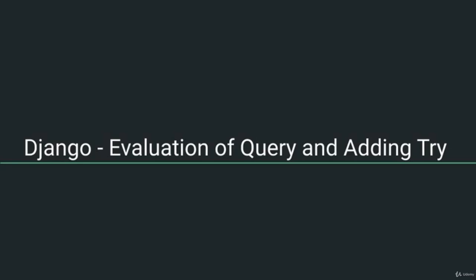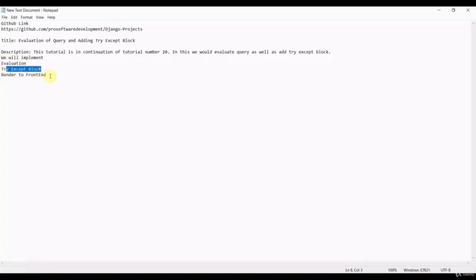With this, in this tutorial we are going to do evaluation of query and add a try except block. This tutorial is a continuation of tutorial number 20. In this we would evaluate the query as well as add a try except block. So we will implement evaluation, the try except block, and render to the front end part. This is going to be an interesting tutorial, so let's get started.